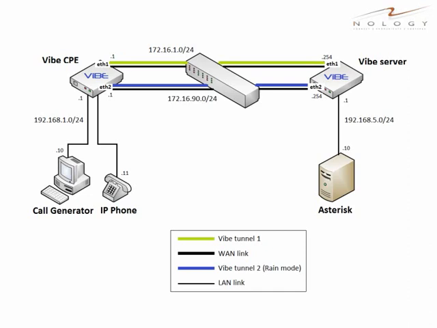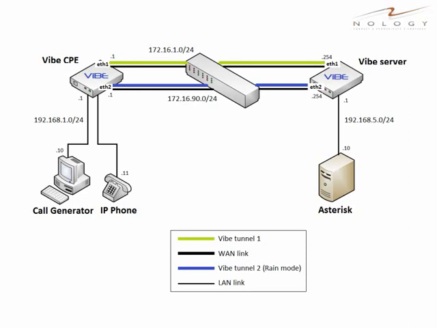I've set up a dual link RAIN mode connection between the ViBE server and CPE. Furthermore, I set the link speeds to 300 kilobits per second in both directions. I specifically chose 300 kilobits per second because it is easier to flood 300K with RTP than 100 megabits per second. More on the RAIN mode later in this video.